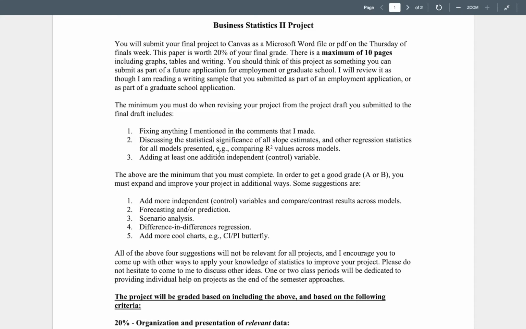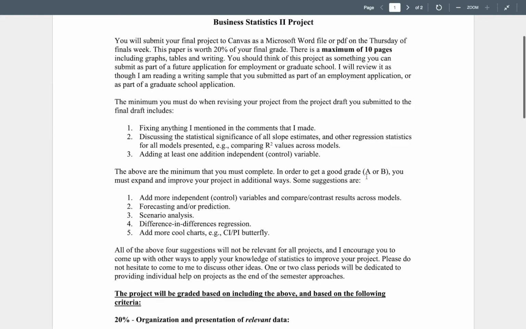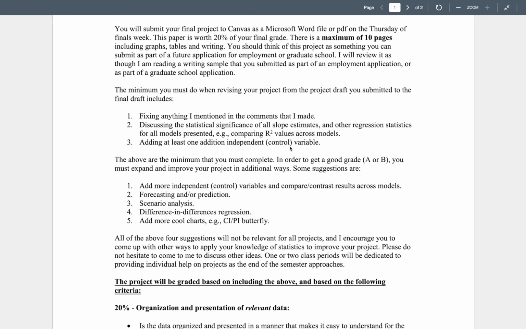Notice that we just did that. It says, for example, comparing R squared across models. We just did that a bunch in the example that I just did. Finally, you need to add at least one additional independent variable. We added one, and then we added a second in that analysis. So these 3 things are things you need to do in order to pass the project.